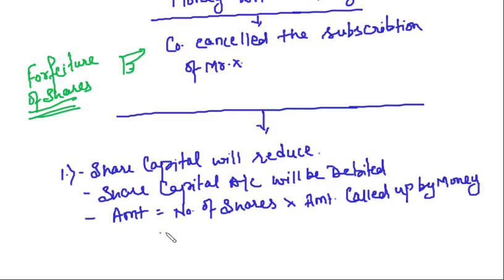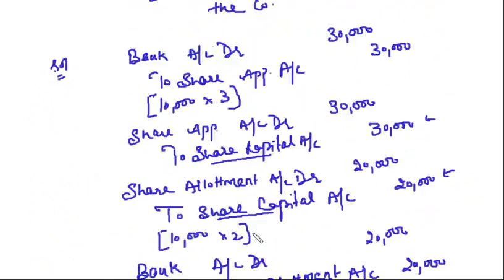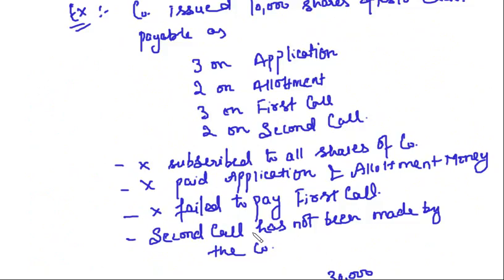Right? In this case, how many shares are there? 10,000. And what is the amount that has been called by the company? Just focus on the words "called by the company." That is important. That is why I have given this: the second call has not been made by the company. So how much has the company called? The company has called for 8 rupees only.